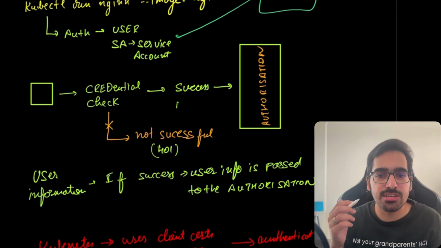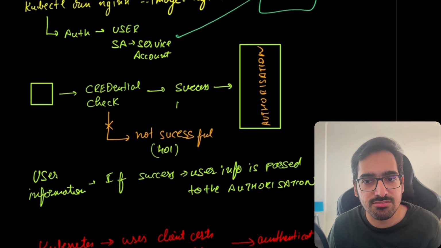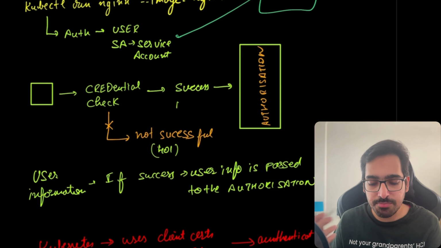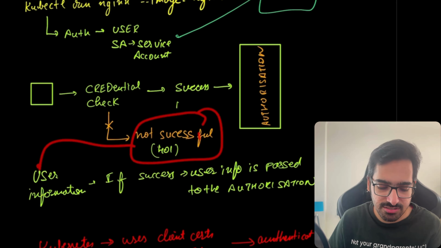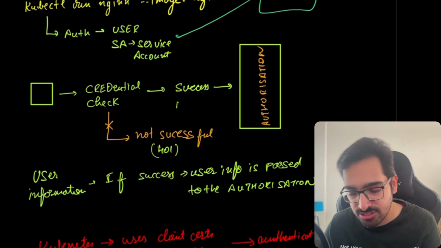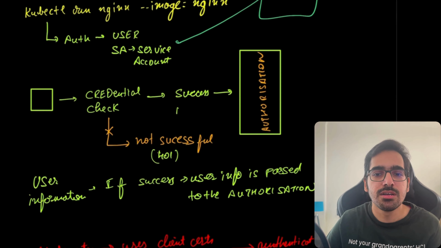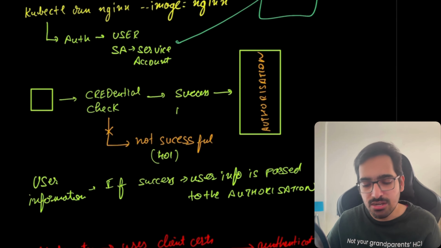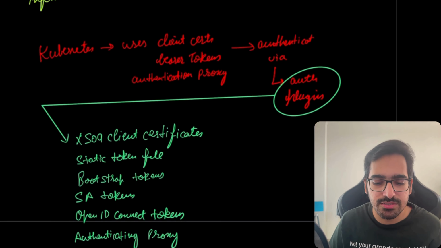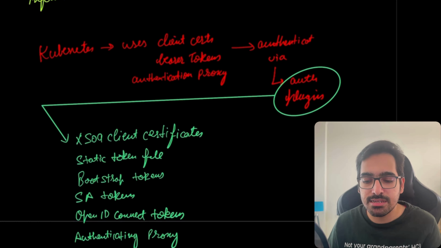So first is the credential check. If the credential check fails, it obviously returns that the user is unauthorized. If it passes, then it attaches some of the user information to the next stage, which is the authorization stage, as part of the headers. It usually passes the username, the UID, and all that information. Now authentication can be done using different plugins. Kubernetes uses client certificates, bearer tokens, and an authentication proxy, and the request gets authenticated using the auth plugins.